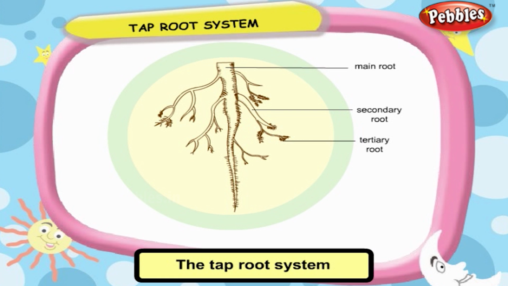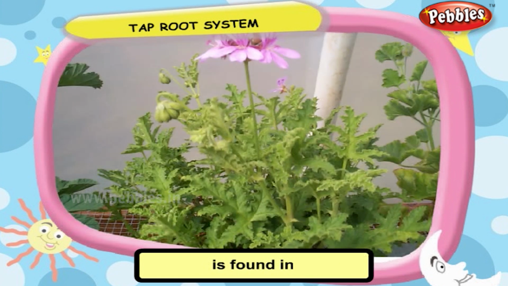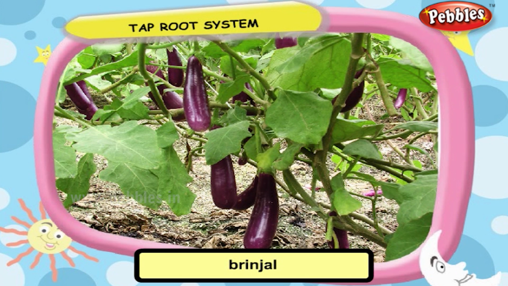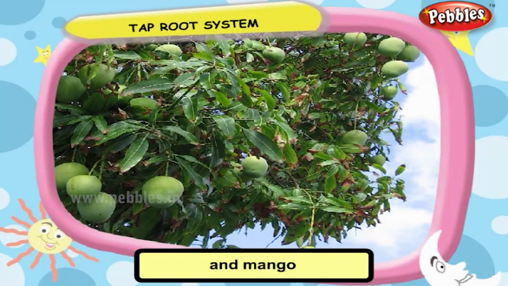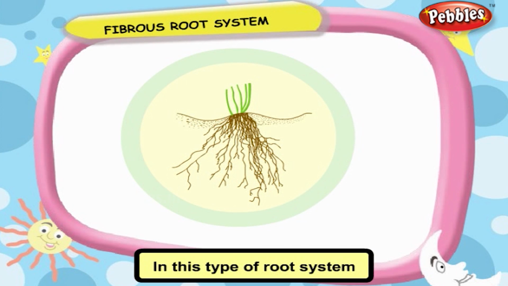The taproot system is found in balsam, brinjal, neem, and mango. In this type of root system, a bunch of roots grow from the base of the stem.